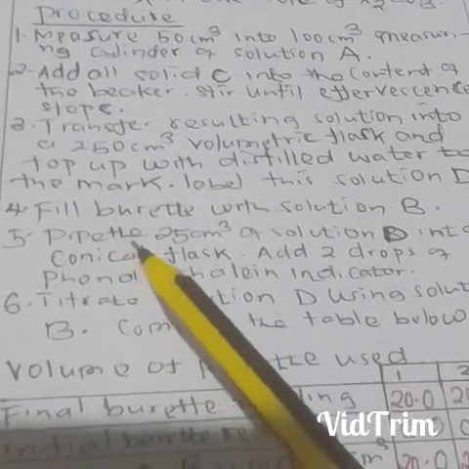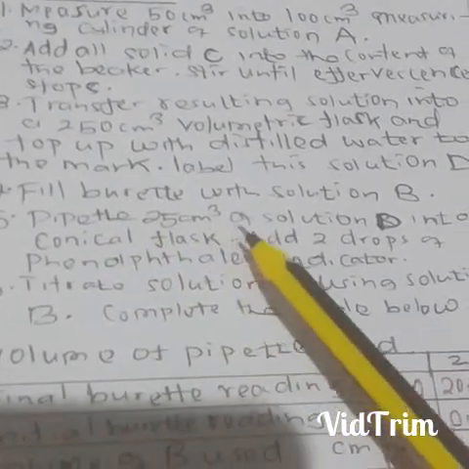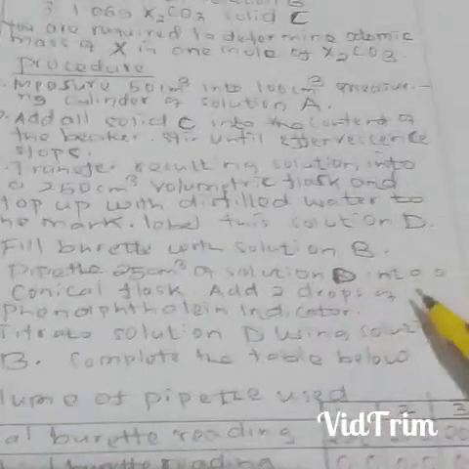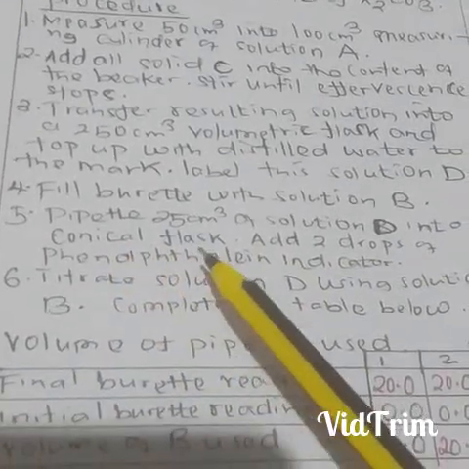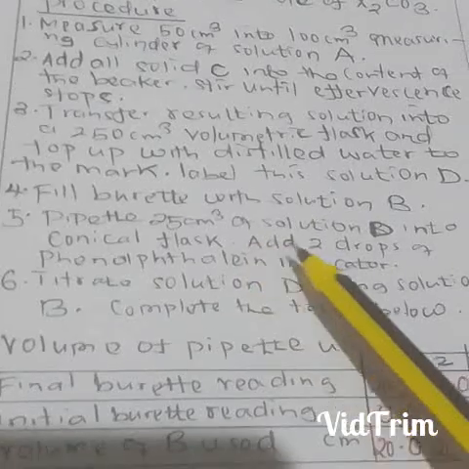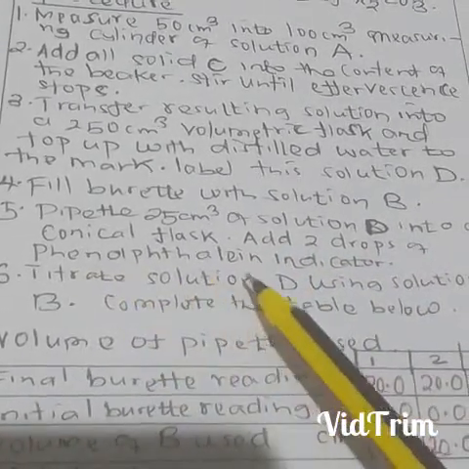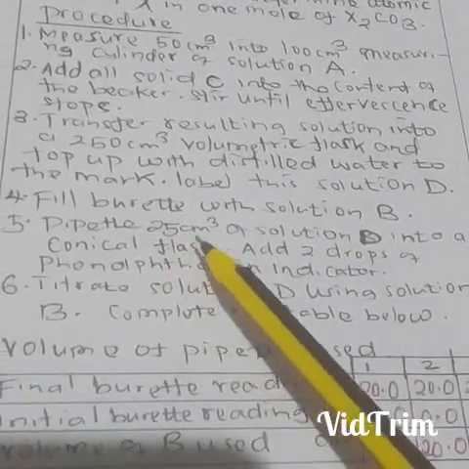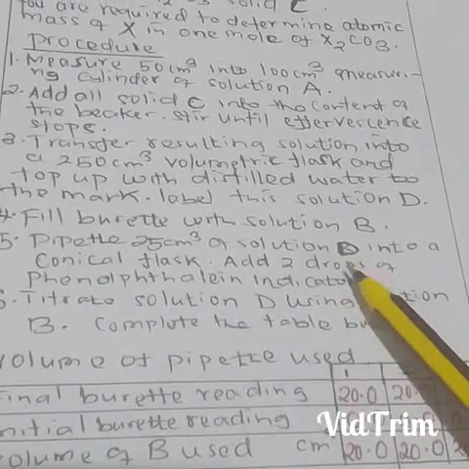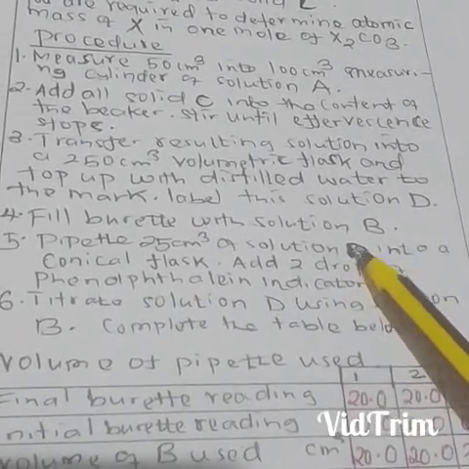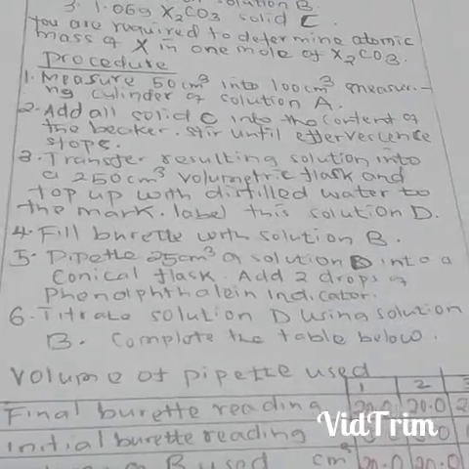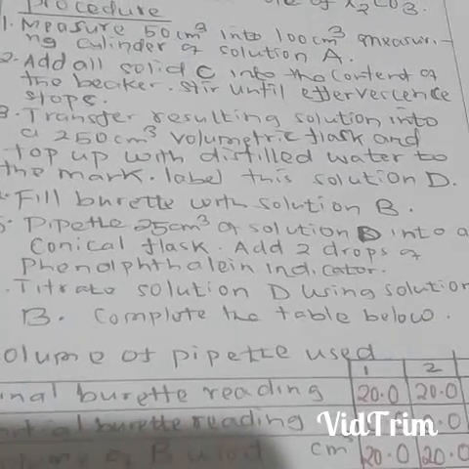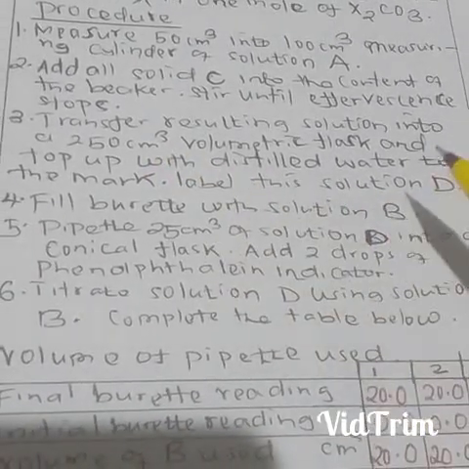Then procedure number 5, you pipette 25 cm³ of solution D into a clean conical flask. Then you add 2 drops of phenolphthalein indicator. So whatever we have pipetted is 25 cm³ of solution D. But remember, solution D has been formed after reacting HCl and the carbonate. Then we topped up with distilled water up to the mark.